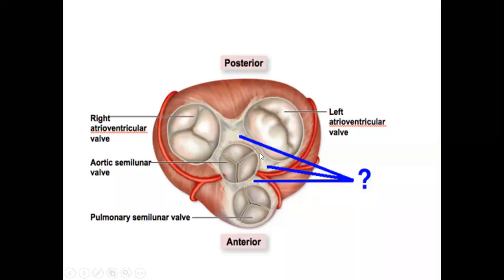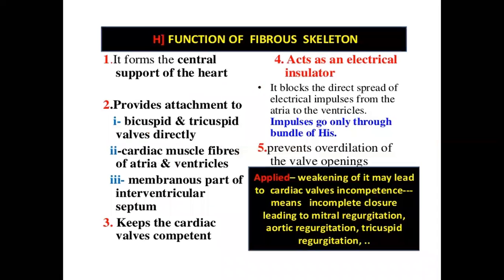This is called the fibrous skeleton of the heart. This whole thing, the fibrous rings outside as well as the interconnection between them, is called the fibrous skeleton of the heart. Functions of the fibrous skeleton, as I said before: it forms the central support of the heart, because all the muscles, the atrial muscles as well as the ventricular muscles, are attached to it. So there is no communication between them except through this fibrous skeleton.